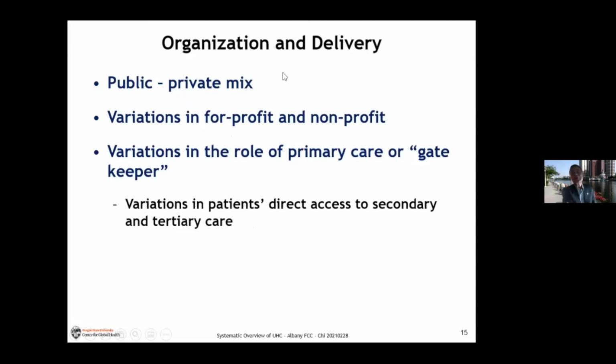In terms of organization and delivery, for the national health insurance, they generate a public-private mix, and different countries have a different allocation of what percentage public, what percentage private. There's also variation in whether the country allows for-profit or not. The vast majority of Western European countries forbid for-profit hospitals. And also the variation in the role of primary care, or sometimes we call gatekeeper. Again, different countries have variation in patients' direct access to secondary and tertiary care.